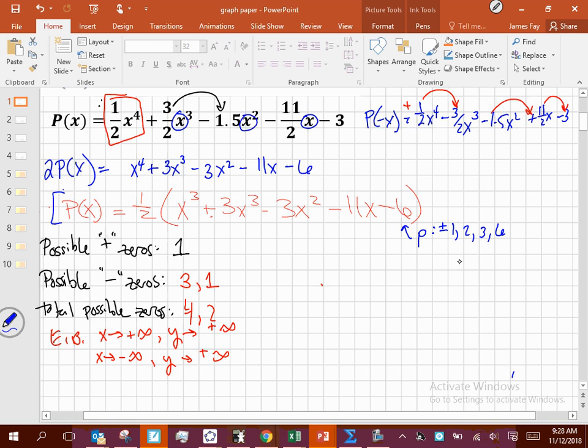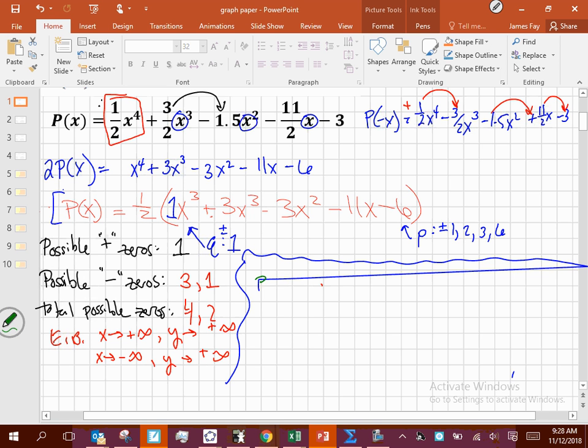And then our Q values are the factors of our leading coefficient, which is just 1, so plus or minus 1. So as you're doing this work, I don't want to rewrite these over again. So aren't my P over Q values just the same thing as P?